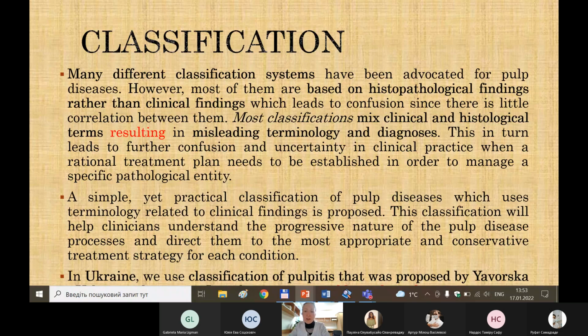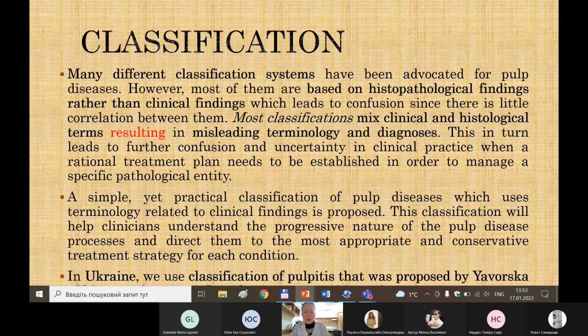So that's why different types of classifications were developed. A simple yet practical classification of pulp diseases, which uses terminology related to clinical findings, is proposed. And this classification will help clinicians understand the progressive nature of the pulp disease process and direct them to the most appropriate and conservative treatment strategy for each condition.